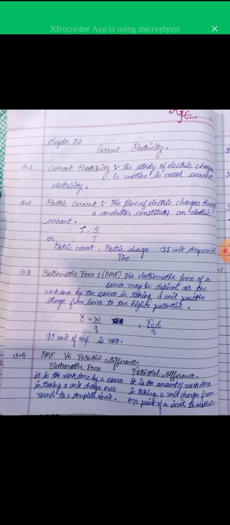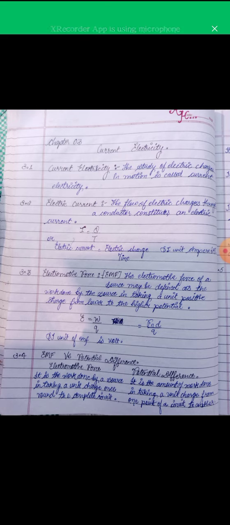SI unit is ampere. Topic 3.3 Electromotive force, EMF. The electromotive force of a source may be defined as the work done by the source in taking a unit positive charge from lower to higher potential. E equals work done upon charge. Work done equals force into displacement upon charge. SI unit of EMF is volt.